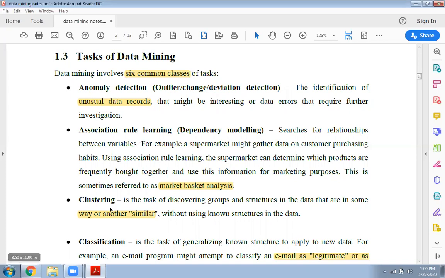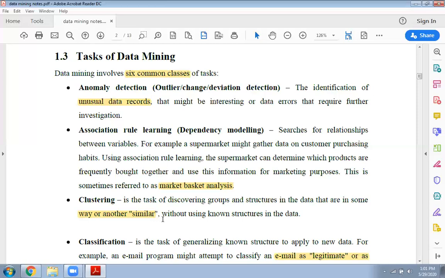The third thing we can do while working on data mining is clustering. We need to cluster the data. We have to discover the groups and structures in the data that are in one way or another similar. For example, in the Big Bazaar market, you have the grocery section, the clothing section, and the bag section. Further in the grocery section, you may have the staple foods and the cosmetic items.